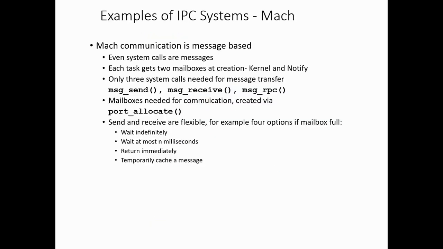Okay, and this is for Mach, which has a message passing system with indirect communication, in such a way that it has two mailboxes at creation. One is Kernel, the other is Notify. Kernel is going to send the message. Notify is going to notify whether the message has been transferred successfully or not.